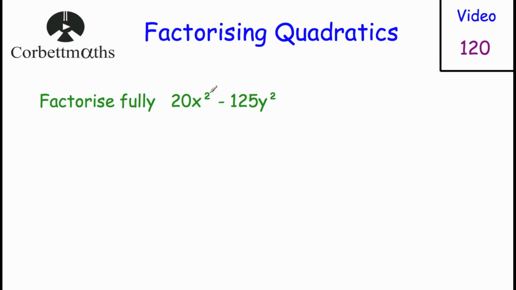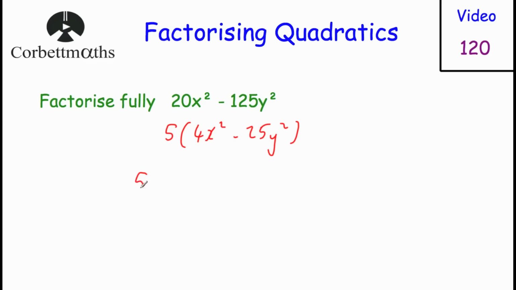Now, because we've got 20x squared minus 125y squared, I can see that both of these, the 20 and the 125, have a factor of 5. So let's take 5 out as a common factor, and let's divide both of them by 5. So that would be 4x squared minus 25y squared. Now that's great. Now this is the difference between two squares, which you can see you've got 4x squared, and you get 25y squared, and the 4 and 25 are both square numbers.